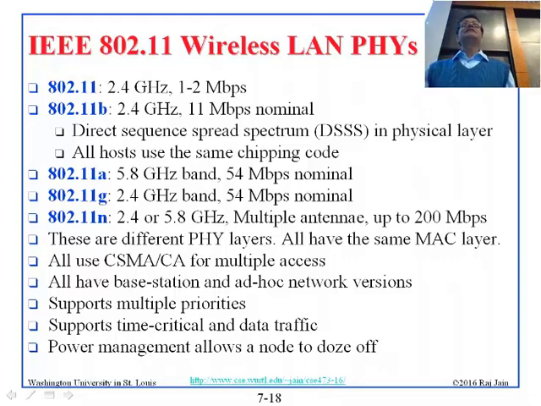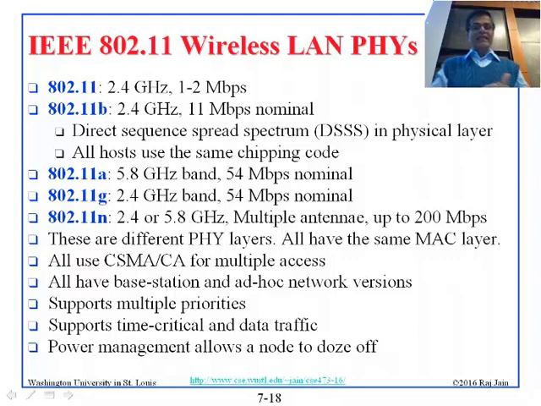Then we went to 11G. We took the best of A and B and combined them, and so we got 54 megabits at 2.4 gigahertz. So remember, 2.4 gigahertz is the frequency band we are using. The frequency spectrum you saw goes from 0 through infinity. At some point, it becomes light. But 2.4 gigahertz is called the microwave band. Basically, microwave is actually 2.4 gigahertz. So that is where we use most of this stuff. At that band, with 11G, we could do 54.